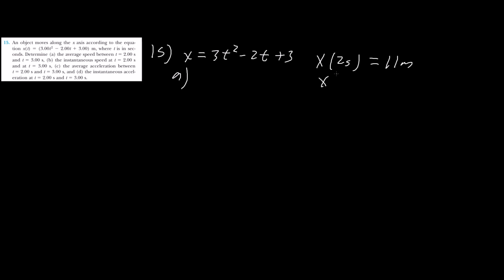And when the time equals 3 seconds, that would be 27. 30 minus 6 would be 24 meters. So the average velocity is the difference between the positions over the interval, 3 seconds minus 2 seconds. And already you can tell I apparently did this problem wrong. This would be 13 meters per second. So that's going to be the average velocity.